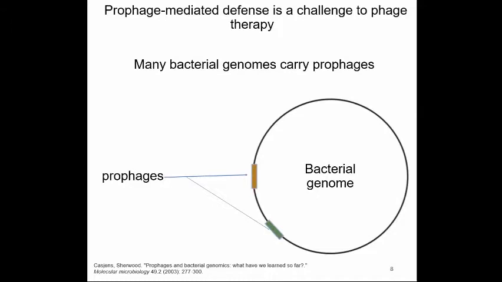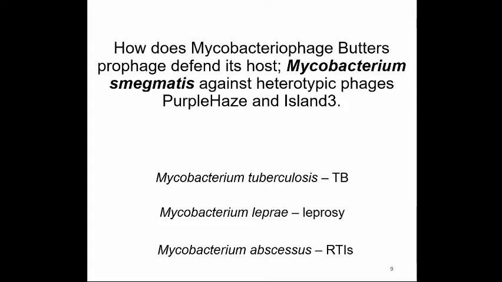And to be able to overcome this problem, there is the need for us to understand the mechanism through which these defenses are established. And that is the goal of my research, to understand how Barrett's prophage defends its host, Mycobacterium smegmatis, against heterotypic phages, and I'm considering Purple Haze and Island 3.